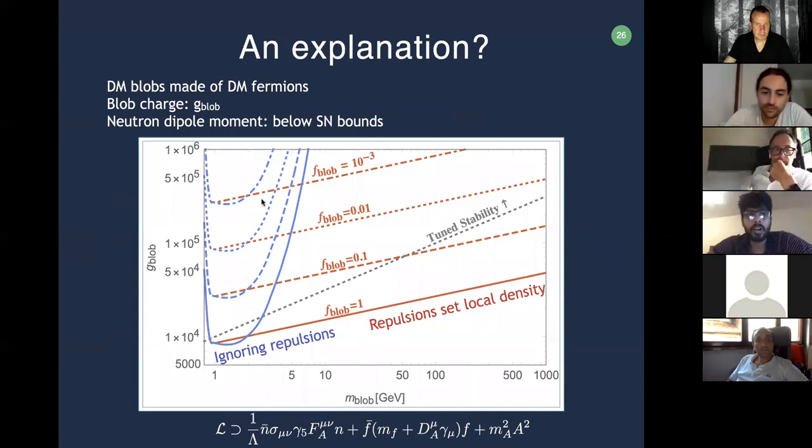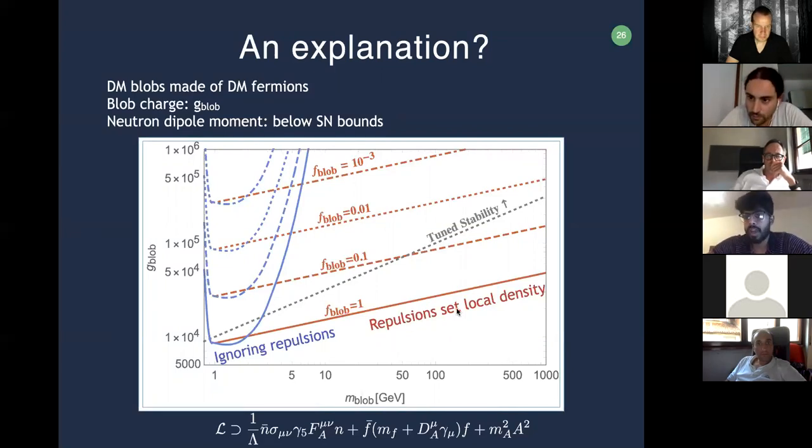Just to recap the model, blobs are made of dark matter fermions. The blob charge here is g_blob. This is much larger than the individual fermion charges, so do not worry too much that this g_blob is much larger than 1. And the neutron dipole moment, the Λ, is chosen just to be below the supernovae bounds, so as to not get ruled out by just the mediator cooling supernovae too fast. Okay, and the mediator mass I will explain in a while. It's not that important to this plot. The mediator mass can be moved around, and this is totally okay.